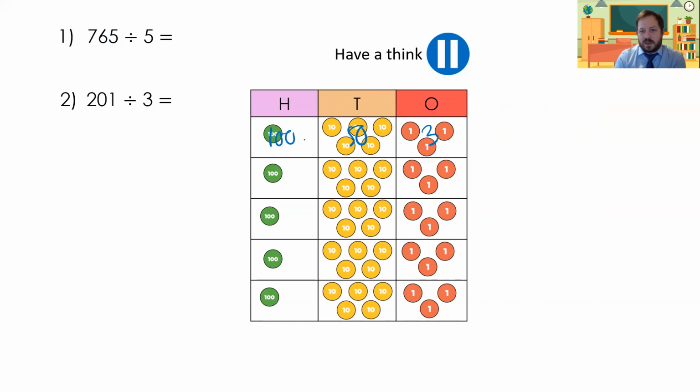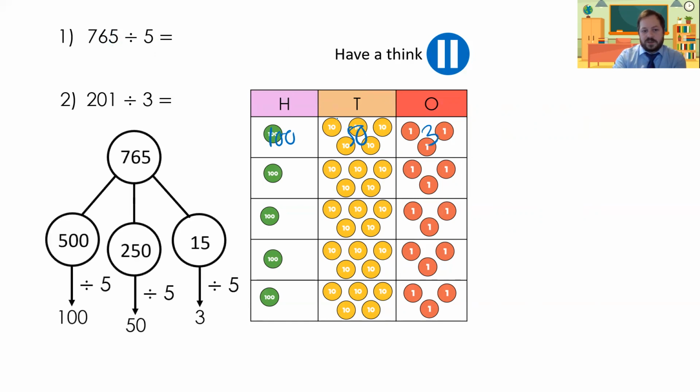then 15 divided by 5 is 3, and then we can add the answers together to get 153 as our answer there. And you can see that's 500, 125 and 15 are our parts that we've split it into.